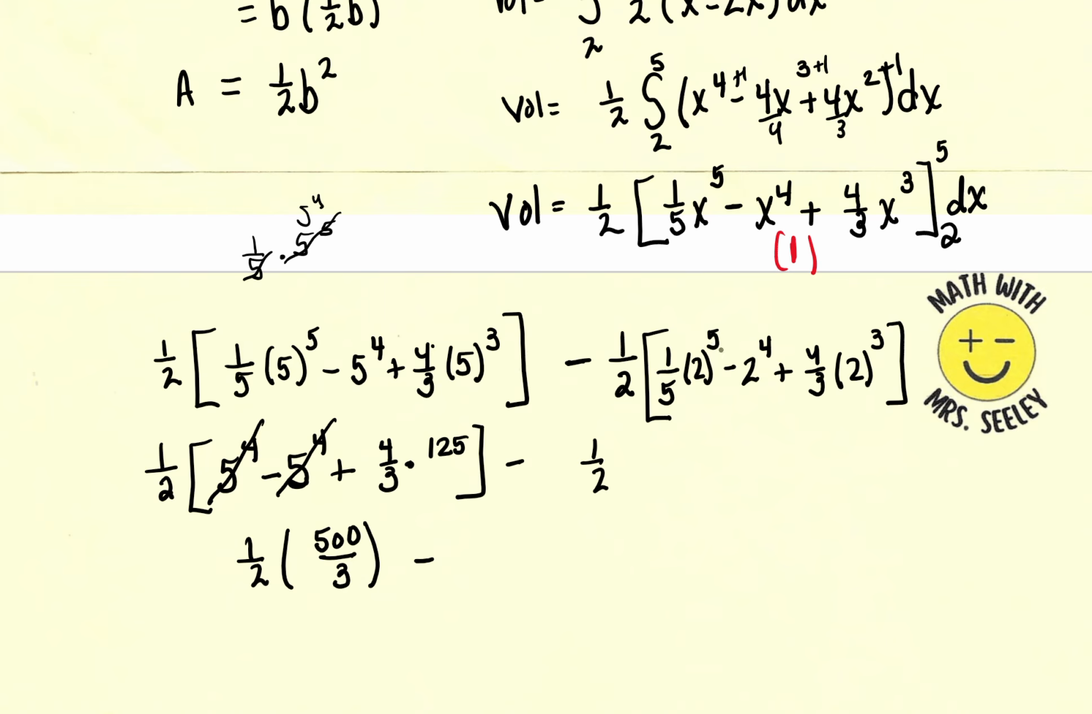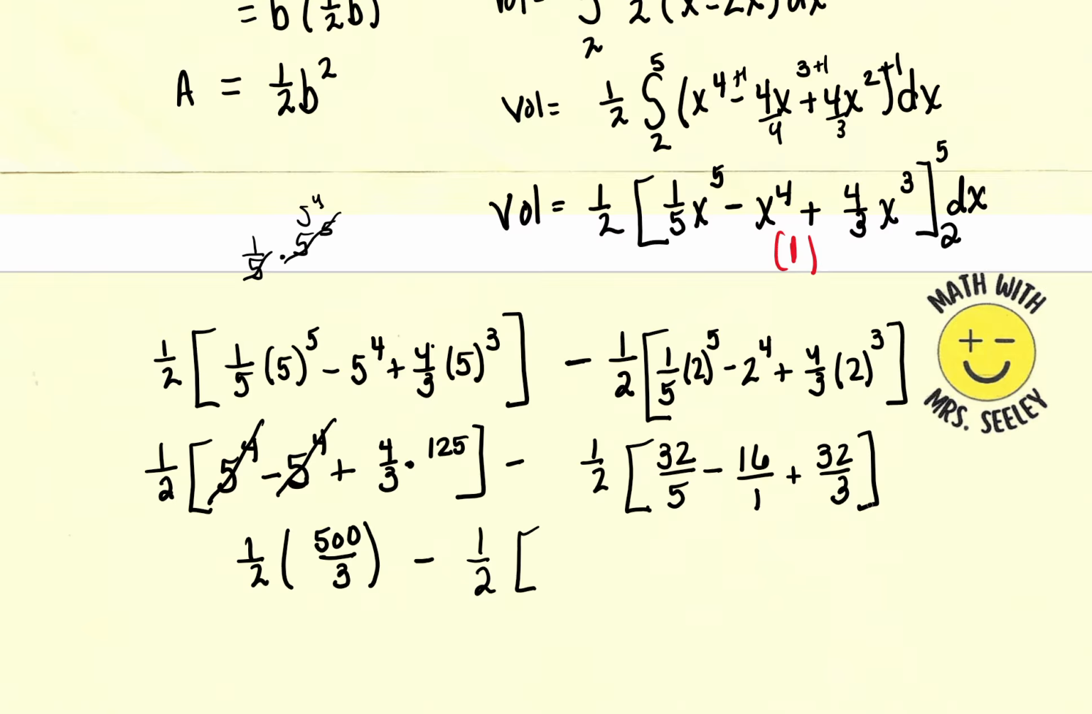Okay, minus here, that's 1/2. 2 to the 5th is 32, so that's 32 over 5 minus 16. I'm going to put a 1 there just because I like to stay consistent. Plus 2 to the 3rd is 2 times 2 times 2, which is 8 times 4, which is 32 over 3. Okay, so I have 1/2.